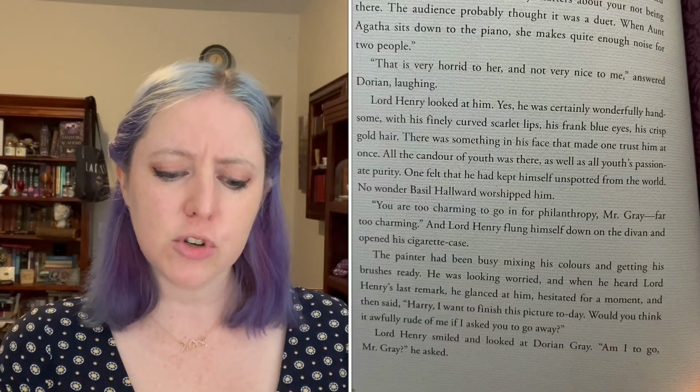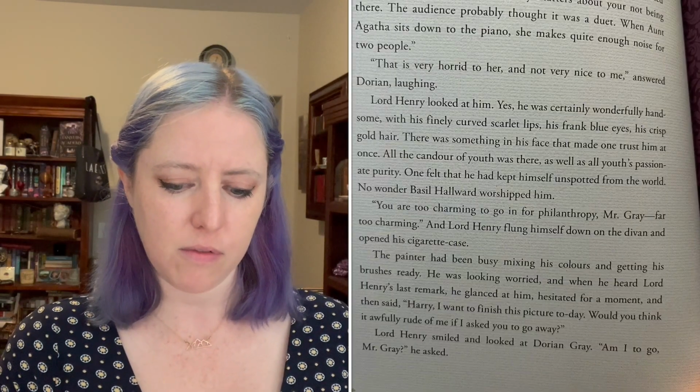Okay, so Lord Henry, one of the very first things that he says, we want to watch this interaction very closely. The chapter is mostly Lord Henry and Dorian interacting with each other. It is Lord Henry influencing Dorian. So one of the first things Lord Henry says is, "You are too charming to go in for philanthropy, Mr. Gray. Far too charming." So you're too charming to be good is essentially what he's saying. To give to the less fortunate, leave that to other people. You have much more before you is the assumption here. You have other things you could be doing that are more interesting or better.